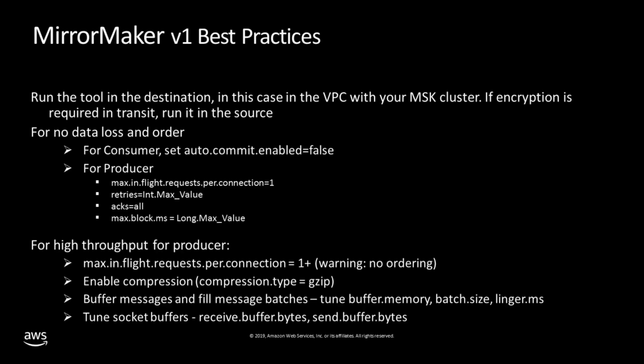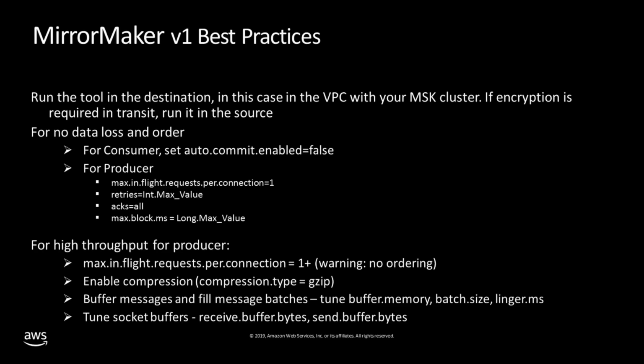Now let's discuss some best practices for MirrorMaker. First, run the tool in the destination. If MirrorMaker is run at the source cluster and events are buffered in the producer and there is a network issue, depending on the MirrorMaker settings for the producer, there could be a chance that events could be lost. While if it is run at the destination and a network event happens, the messages are still available in the source cluster.